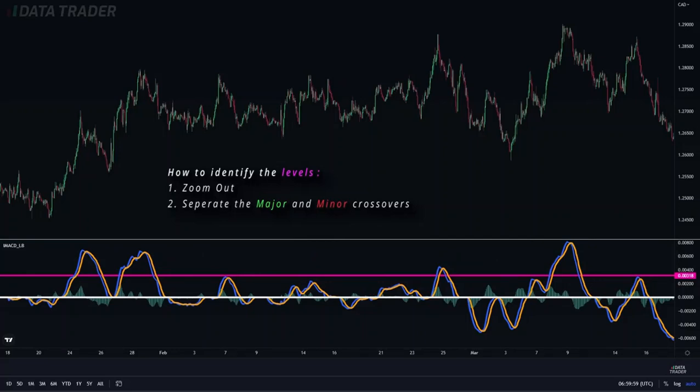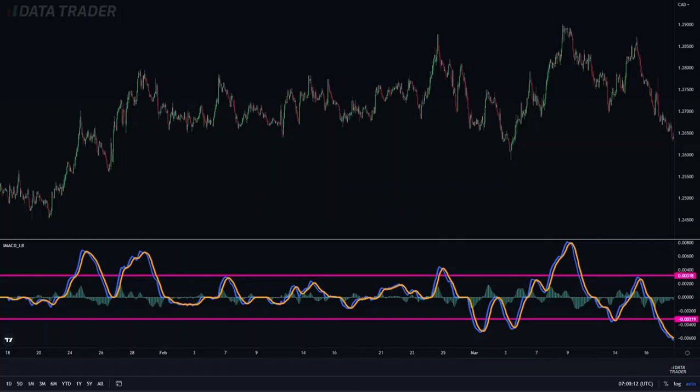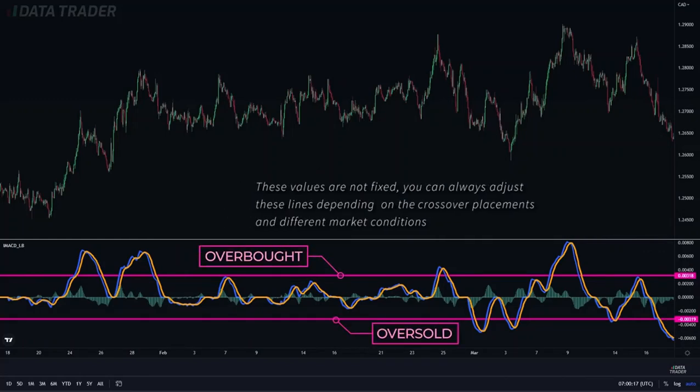Now for your oversold line, you want to place it at the opposite of your overbought line. So since your overbought line is at this value, I'm going to place it at the negative of that value. And so these will be your overbought and oversold levels. Now keep in mind, these values are not fixed. You can always adjust these lines depending on the crossover placements and also the different market conditions. So if you want to use this indicator on another pair, you would need to adjust new overbought and oversold levels based on the market conditions of that pair.